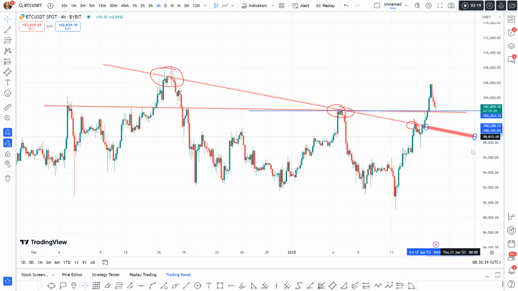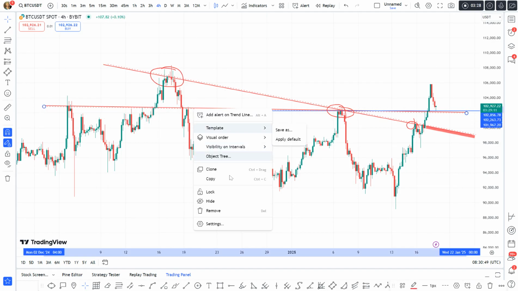But from that touch on 102,263, it's really shooting up. And we believe that the price action at that level is very strong, so you should be able to sustain buying potential.